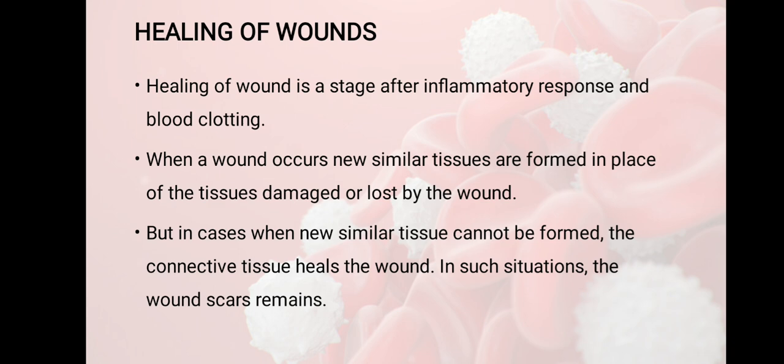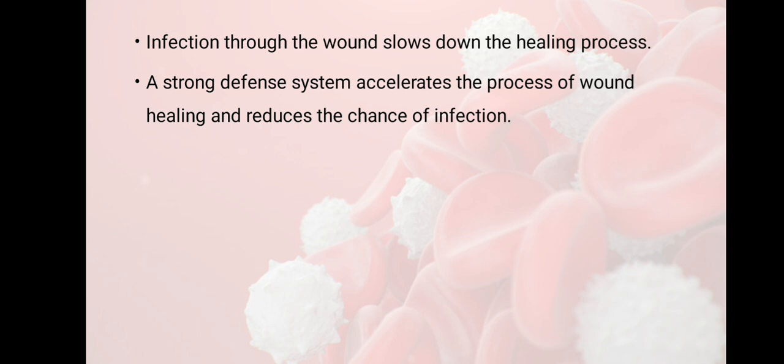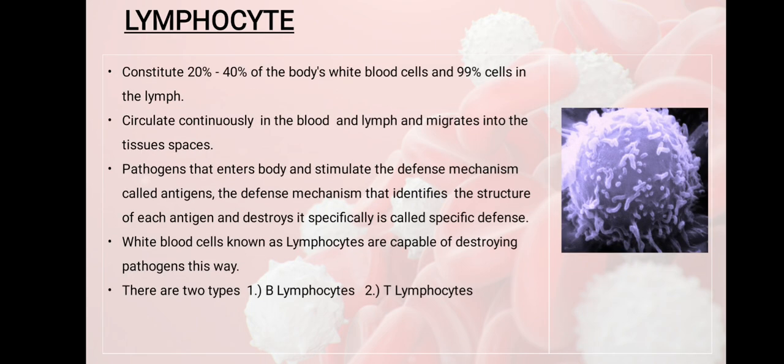Healing of wound is a stage after the inflammatory response and blood clotting. When a wound occurs, new similar tissue is found in place of tissues damaged or lost by the wound. But in cases when new similar tissue cannot be formed, the connective tissue heals the wound. In such situations, wound scars remain. Infection through the wound slows down the healing process. A strong defense system accelerates the process of wound healing and reduces the chance of infection.